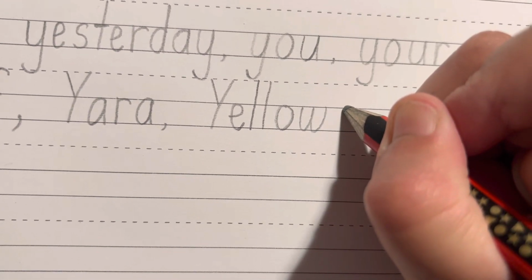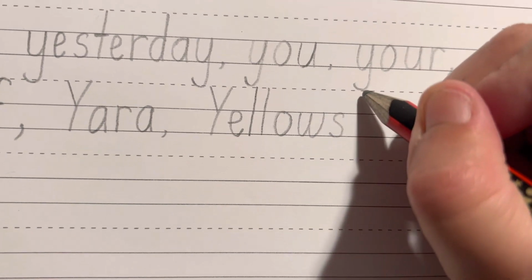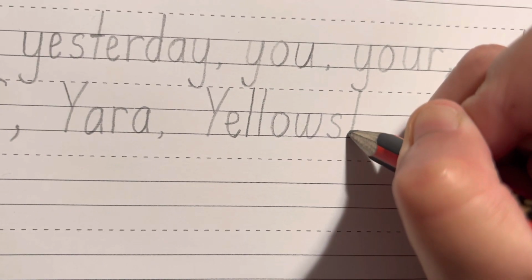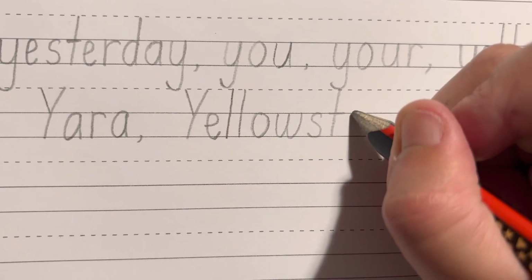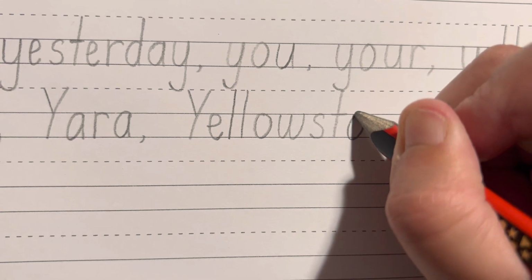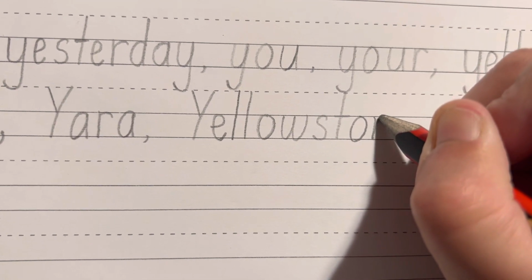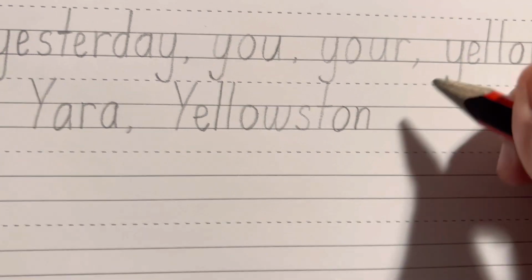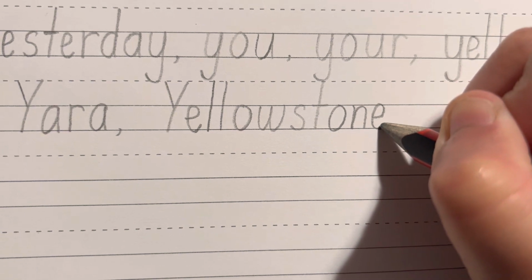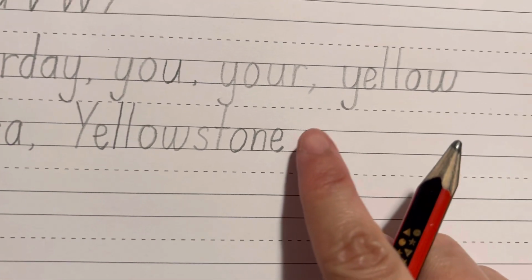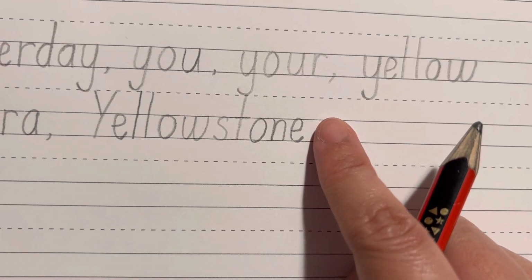Then we have S, go around and back. T, nice and tall letter again, down and cross on the line. Another O, around and back. N, down, around and straight down again. And finishing off with the E on this word here. Yellowstone. Then we have a finger space.